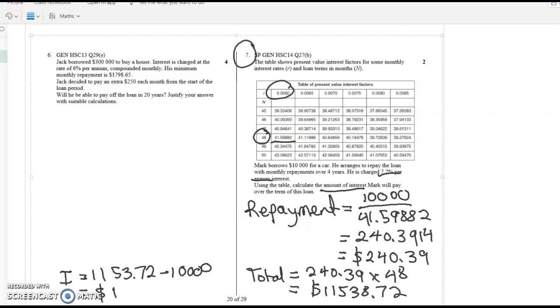So I just missed 8 there. So it'll be 1,538.72. Okay, let's look at another example.